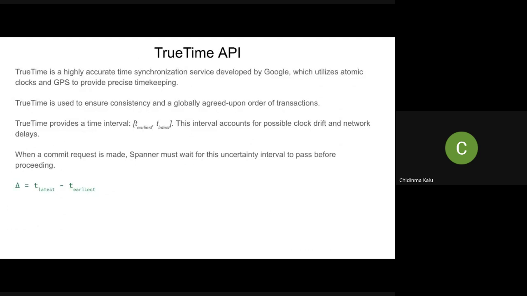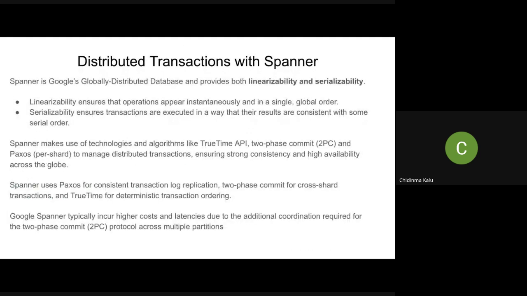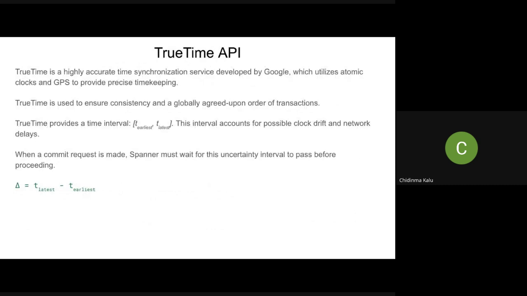Oh, that was too fast. Because we've talked about two-phase commit and Paxos, I think we should talk about the TrueTime API for a few minutes. Like I said before, developed by Google, it uses atomic clocks and GPS to provide precise timekeeping.